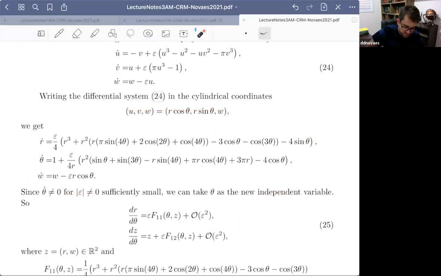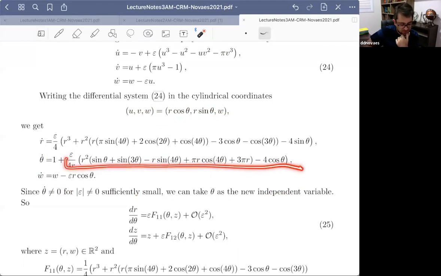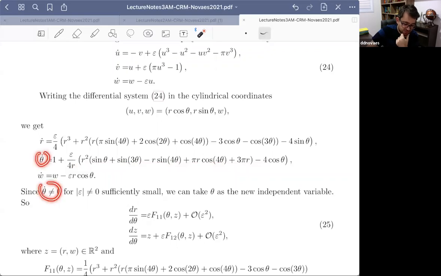Okay, and here for theta dot, the derivative of theta, we see that it starts with 1, and we have epsilon that multiplies something here. So the same thing that we have done in the second lecture of this course, since it's distant from 0 for epsilon sufficiently small in a controlled domain, of course, and we have to attain in a compact set, we can take theta as the new independent variable.